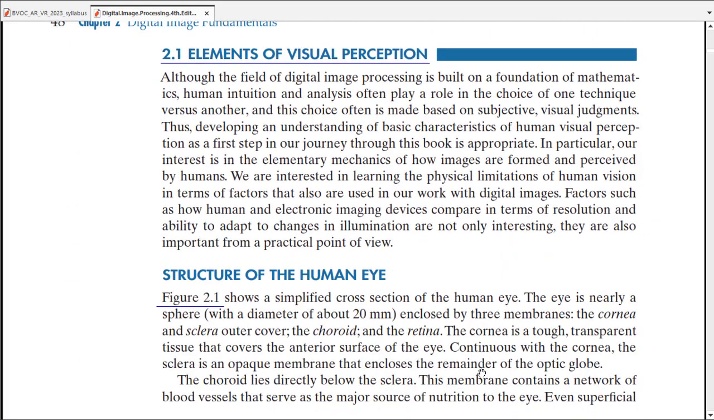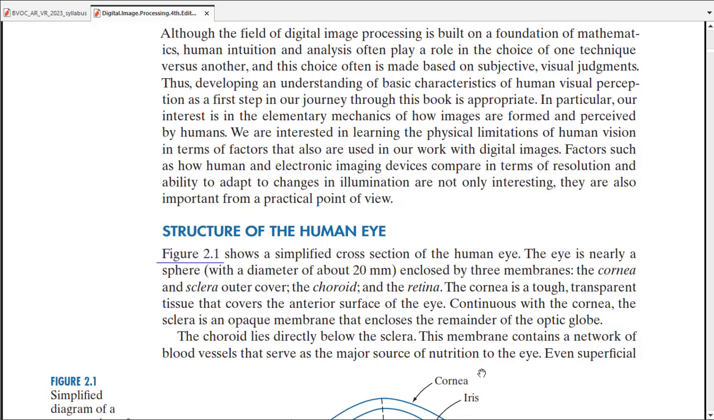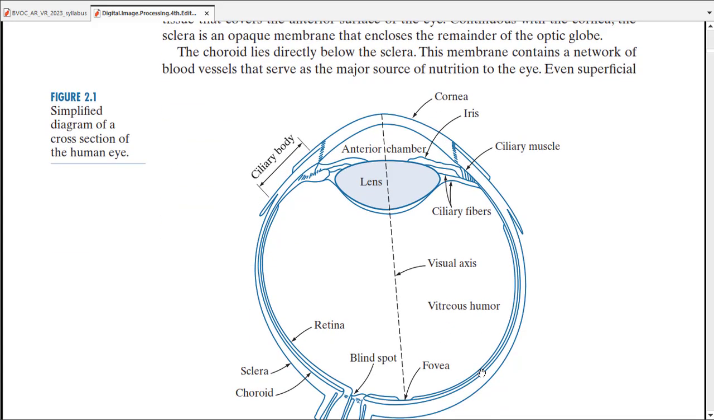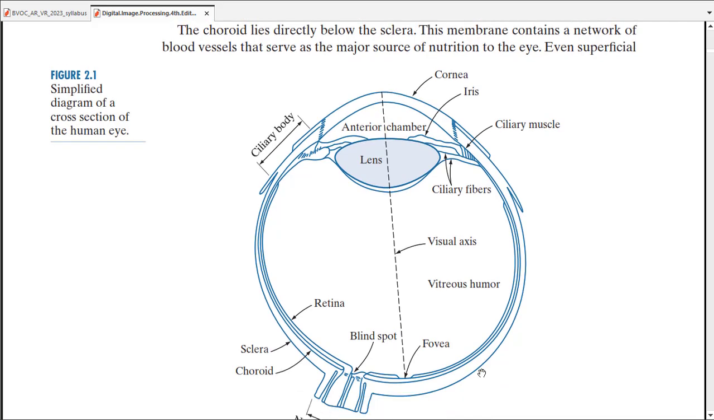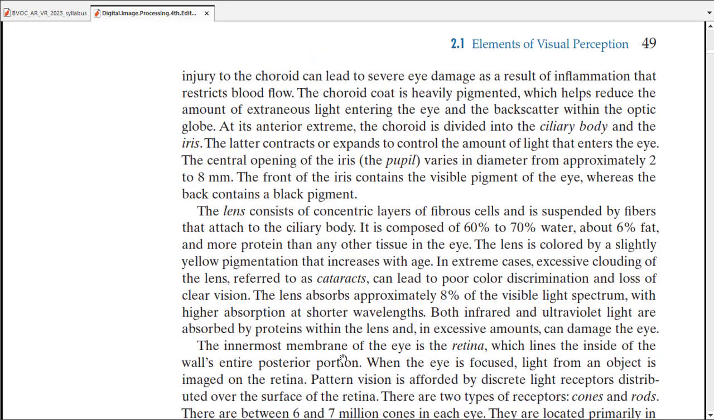After digital image, we come to the many types of visual perception, and mainly the human eye is one of the visual perceptors. In the cross section of the human eye, there are the ciliary body and the lens, the anterior chamber, the cornea, the iris, the ciliary muscles, fibers, the visual axis, the vitreous humor, the retina, the blind spot, the fovea, the sclera, and the choroid. And there are nerves as well. This is the cross section of the human eye.